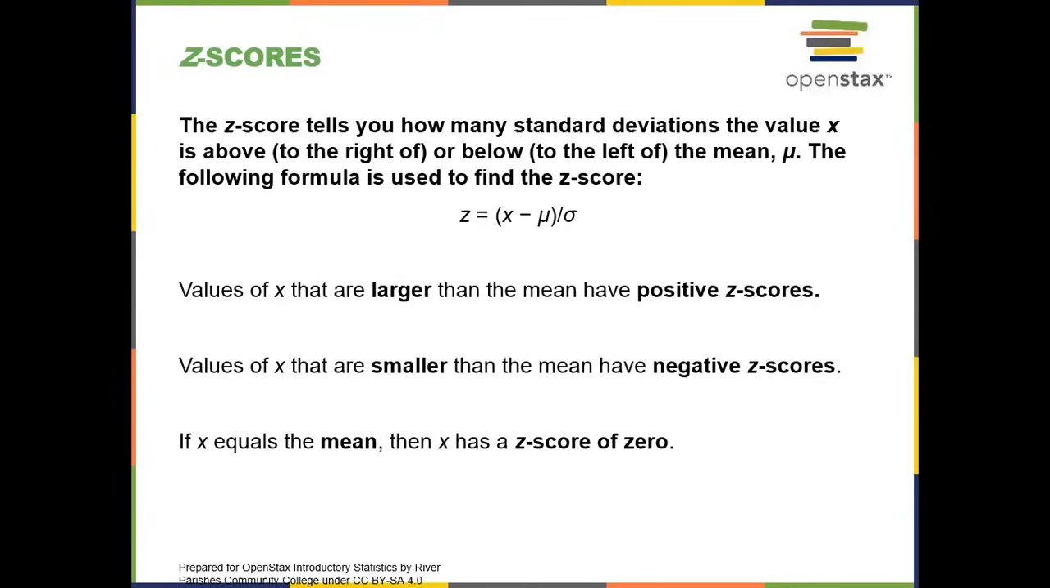The z-score is how many standard deviations the value x is above the mean if x is greater than mu. If x is less than mu, then the z-score is negative, and it tells us how many standard deviations you are below the mean, or to the left of the mean. Values of x that are larger than the mean have positive z-scores, and values of x that are smaller than the mean have negative z-scores. If x equals the mean, then x has a z-score of 0.